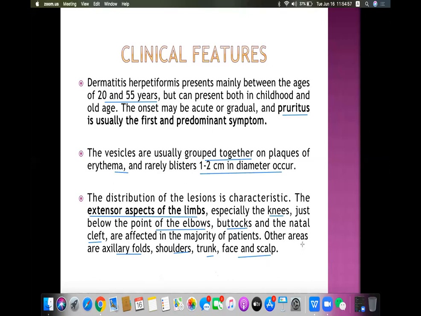Now, extensor aspect means, if I talk about the body, it's the back. If I talk about the upper limb, just stand in the anatomical position. Then the back of your upper limb is the extensor aspect, but in the lower limb, it is the frontal side. It is not the back side. It is the frontal side in the lower limb that is the extensor aspect.